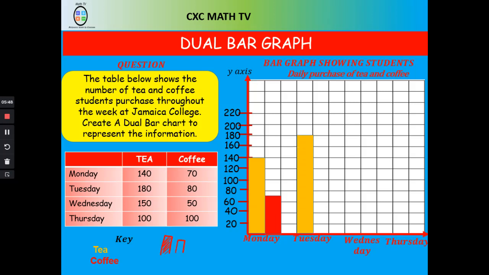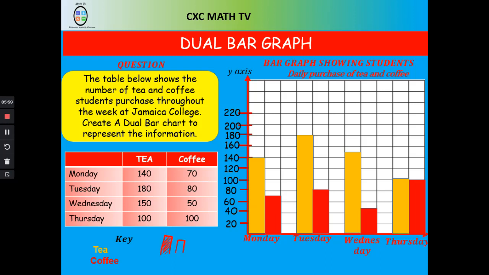Next one, we go up to 180 for tea, and we go up to 80 for coffee. Then we'll go for Wednesday, 150 and 50. Finally, 100 and 100. That's it. Easy.